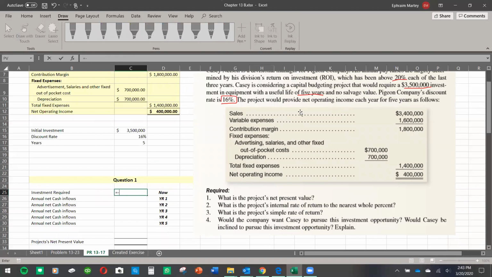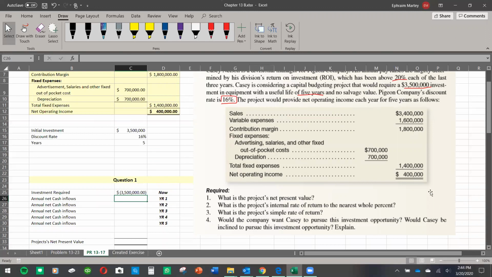Oh, I already have it here. 3.5. Okay, so 3.5 million. Now that is the cash that is going out. Now, what is the annual net cash inflow? Okay, annual net cash inflow. Here we have the net operating income.